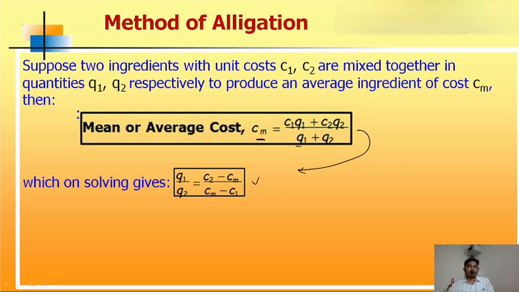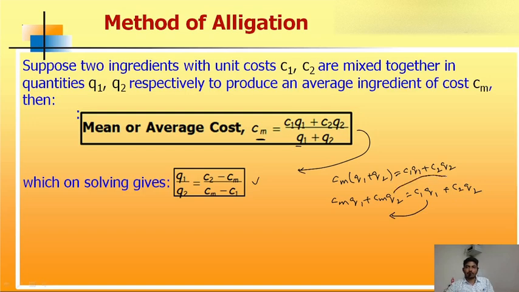Suppose I rearrange this equation. Cm into Q1 plus Q2 equals C1 Q1 plus C2 Q2. Rearranging, Cm Q1 plus Cm Q2 equals C1 Q1 plus C2 Q2. If I transfer C1 Q1 to one side and Cm Q2 to the other side, it becomes Cm Q1 minus C1 Q1 equals C2 Q2 minus Cm Q2.